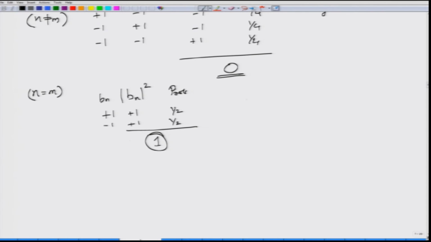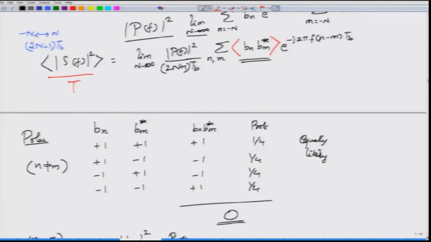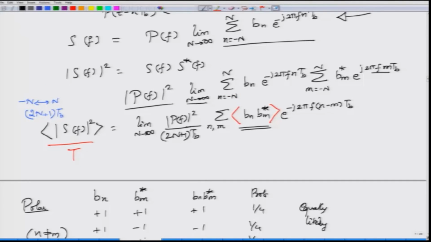These two conditions can be concisely written as the average of Bn Bm complex conjugate equals delta nm, where delta nm is the Kronecker delta function, which would be equal to 1 when n is equal to m, and 0 when n is not equal to m. So for the polar format, this is what we obtain. So you can actually go back and see what is the meaning of that. Here you can replace this Bn Bm complex conjugate by delta nm.